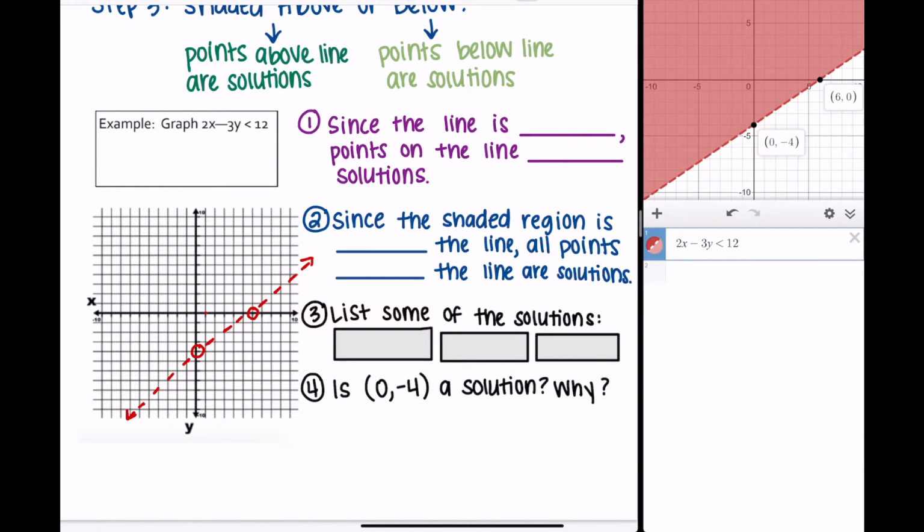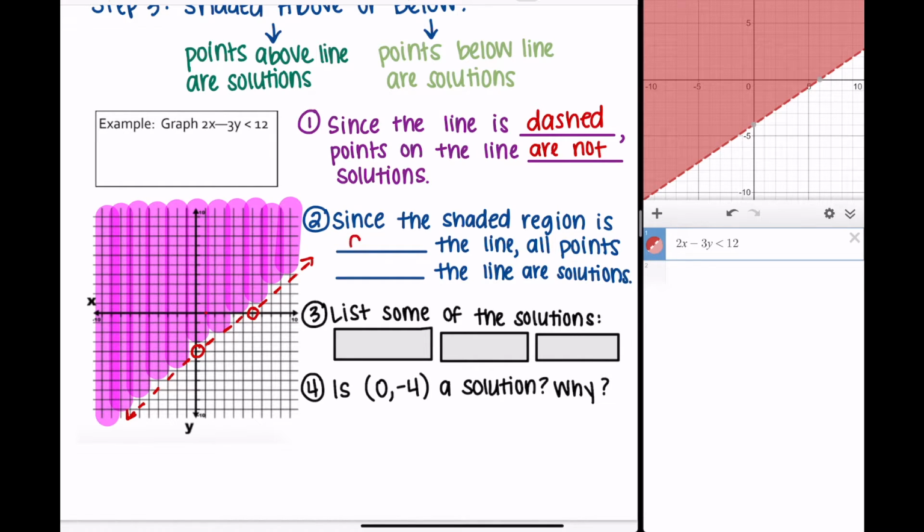Since this line is dashed, points on the line are not solutions. Since the shaded region is above the line, all points above the line are solutions. So let's test out some solutions. If I pick a point that's in this shaded area, it is a solution. If I pick the origin, the point 0, 0, that's in the shaded area, so that is a solution.